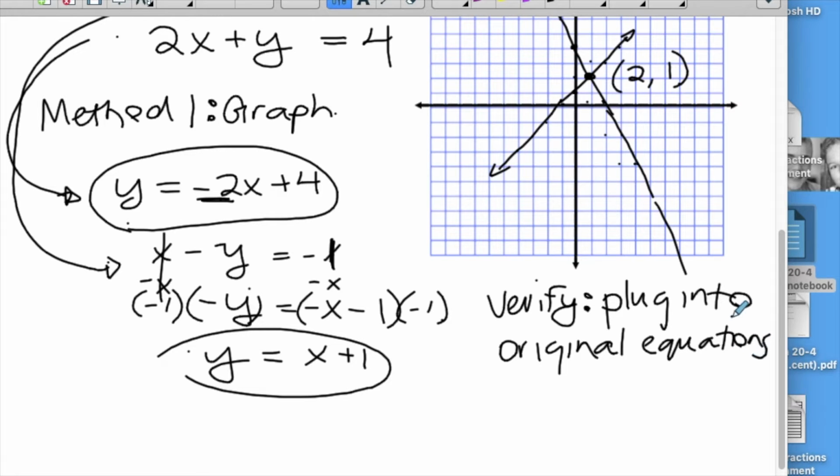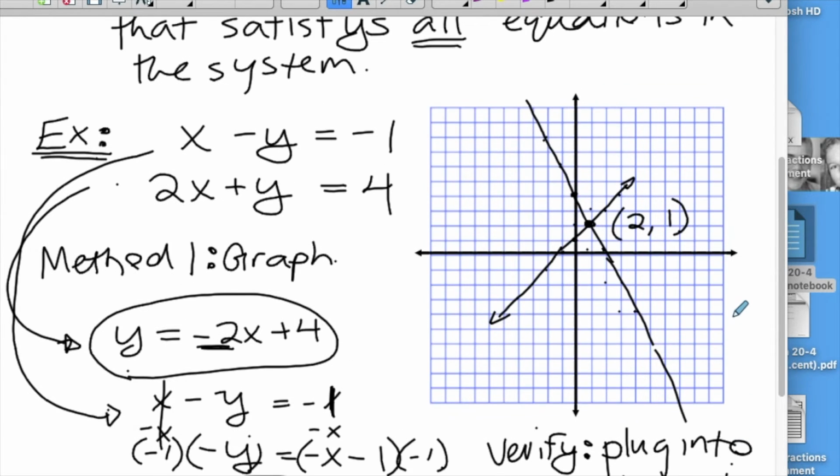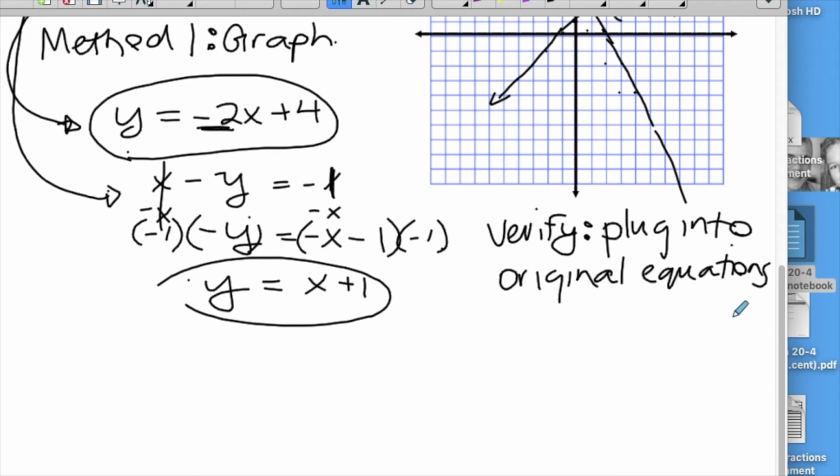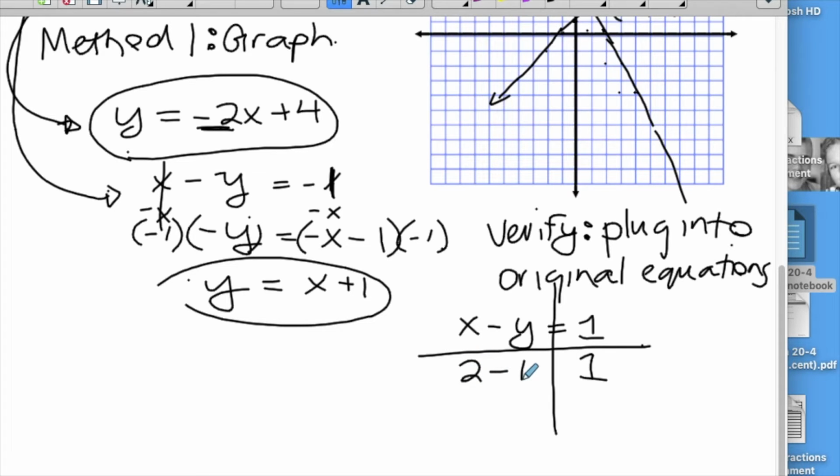Okay? So our original equations were x minus y equals 1. So x minus y equals 1. Okay, so this side is just equal to 1. If I plug in the point, what was it, 2, 1? It was 2, 1, right? So this would be 2 minus 1, and that's 1. Left side equals right side. That's good.